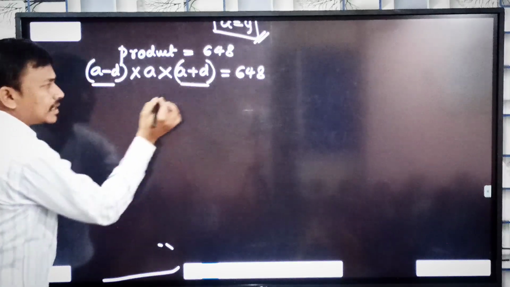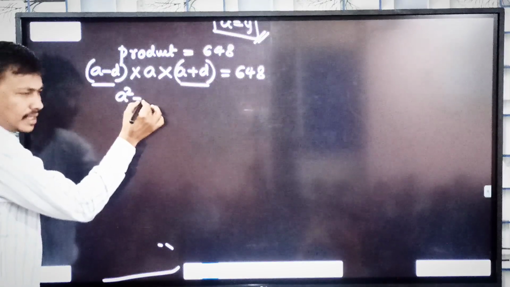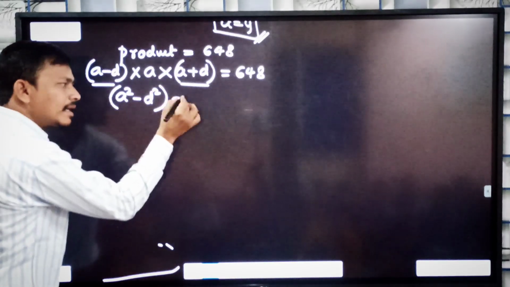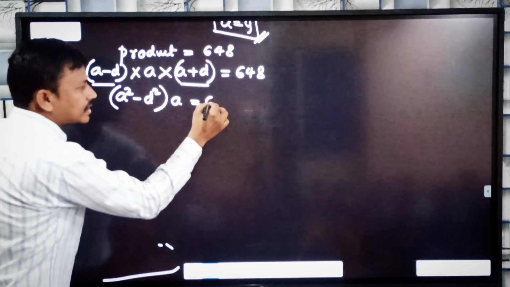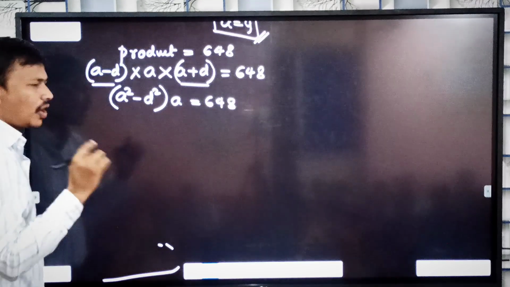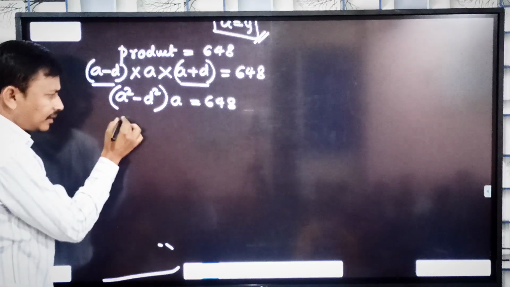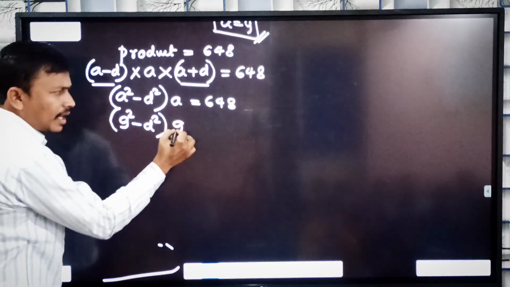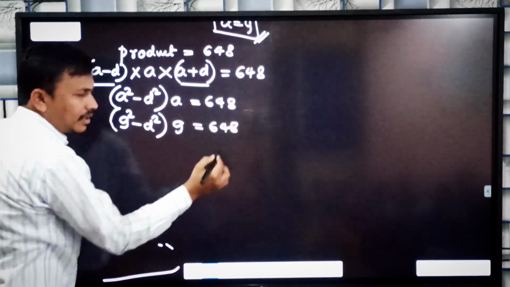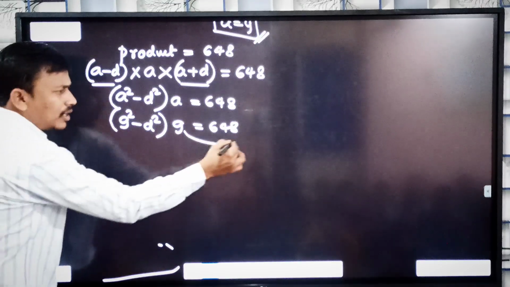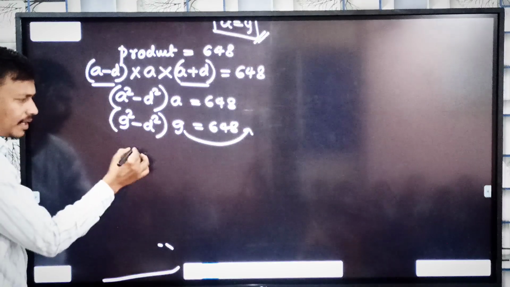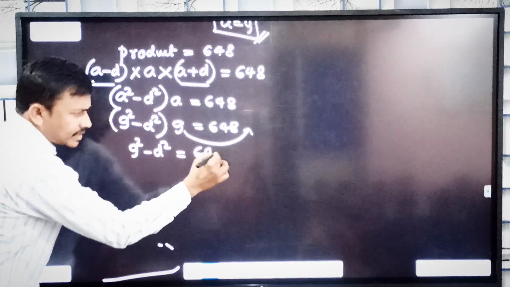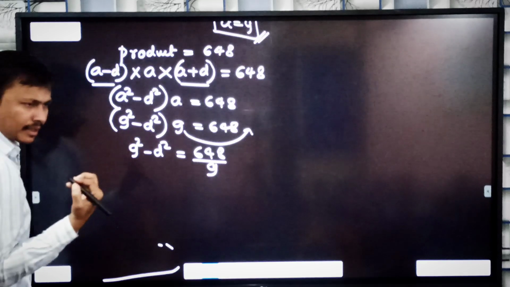This into this is what? a square minus d square. Then what is a, as it is equal to 648. We got the a value. What is the a value? 9. So, 9 square minus d square into 9 is equal to 648. Into 9 it will become what? Divided by 9. 9 square minus d square is equal to 648 divided by 9.